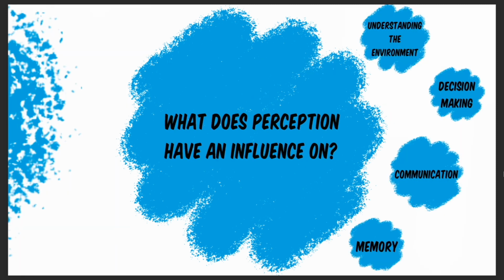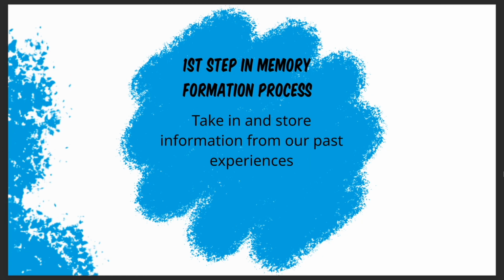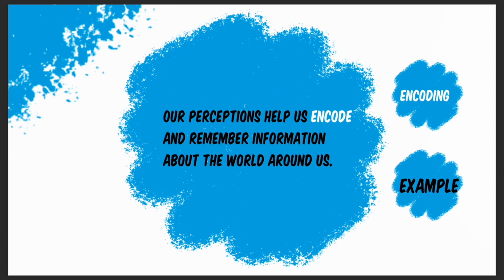The fourth thing perception has an influence on is memory. Our perceptions help us encode. And remember, encoding is the first step in the memory formation process, wherein you take in and store information from our past experiences. Our perceptions help us encode and allow us to remember information about the world around us.